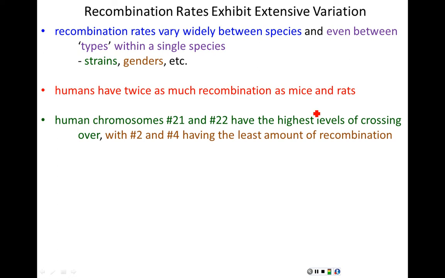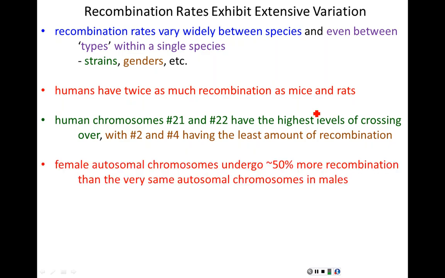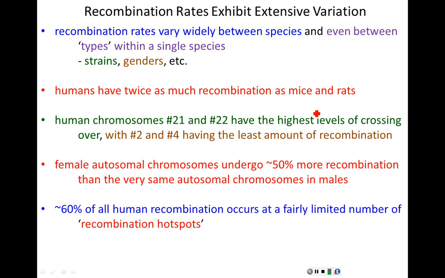Human chromosomes number 21 and 22 have the highest levels of crossing over, and they are the smallest chromosomes, counterintuitive. Chromosomes 2 and 4 have the least amount of recombination, although they are not the largest chromosomes. Female autosomal chromosomes undergo 50% more recombination than the very same autosomal chromosomes in males. Not quite sure why that is.